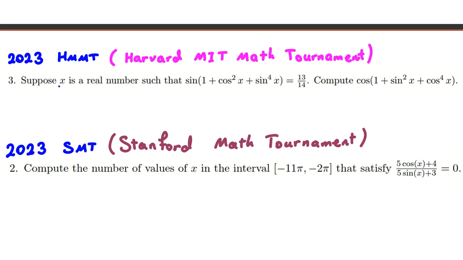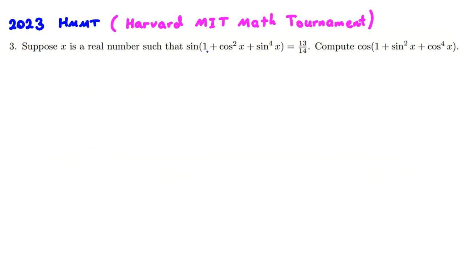HMMT 2023. Suppose x is a real number such that sine x times (1 plus cos squared x) plus sine to the fourth x equals 13 over 14. Compute cosine x times (1 plus sine squared x) plus cos x to the fourth. Let's first pay attention to these terms. We know sine of something, and we want to find cosine of something. So here they are similar.